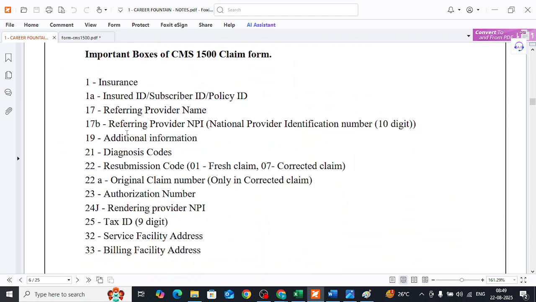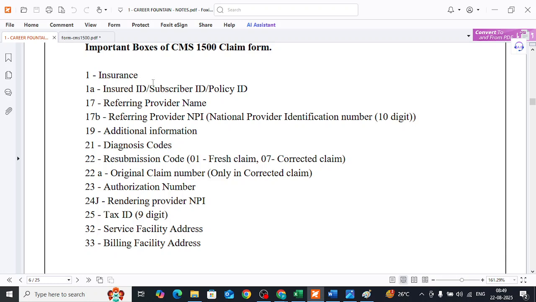So box number 1 is the insurance name. Okay, 1A is the insured ID or the subscriber ID or the policy ID. 17 is for the referring provider name. 17B is for the referring provider NPI, a 10-digit number. 19 is for additional information. 21 is for the diagnosis code. 22 is for the resubmission code.